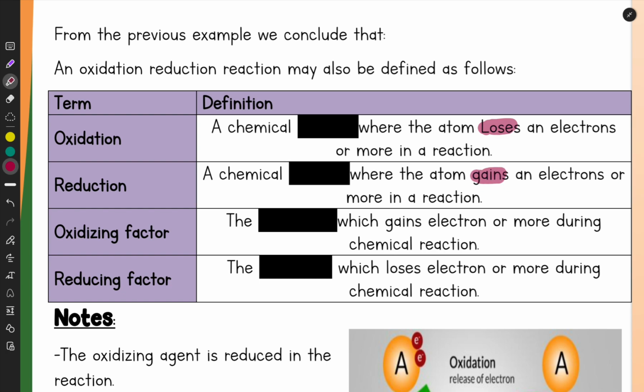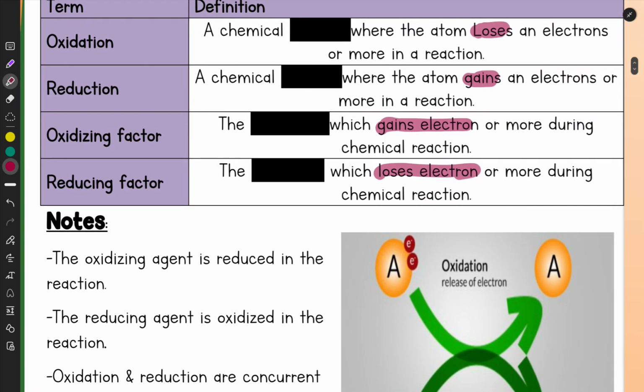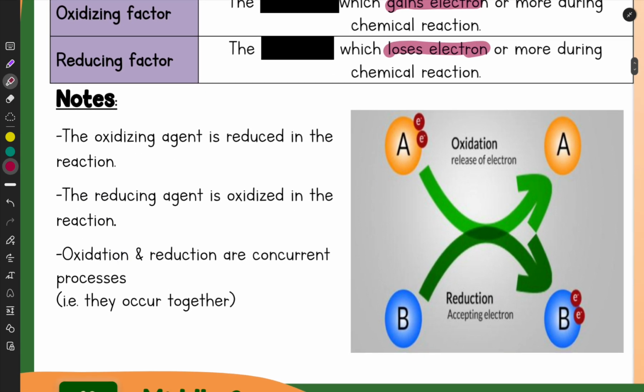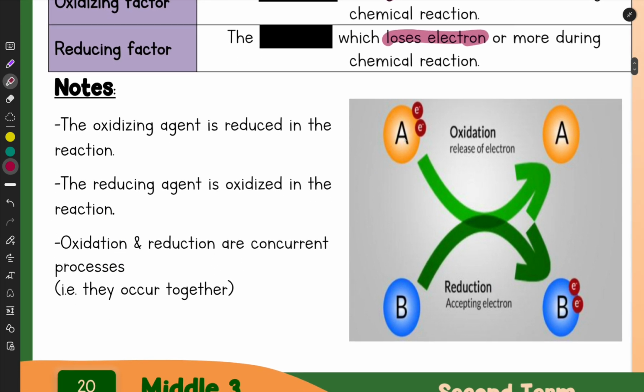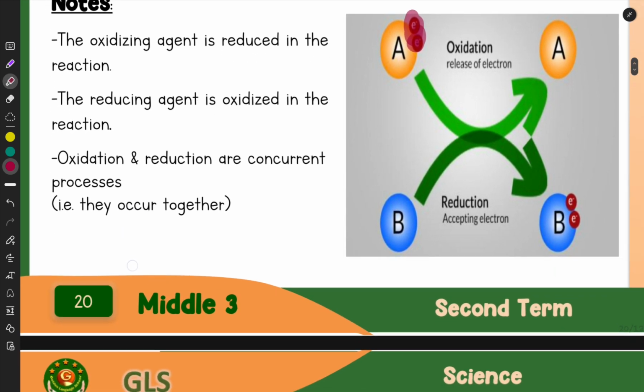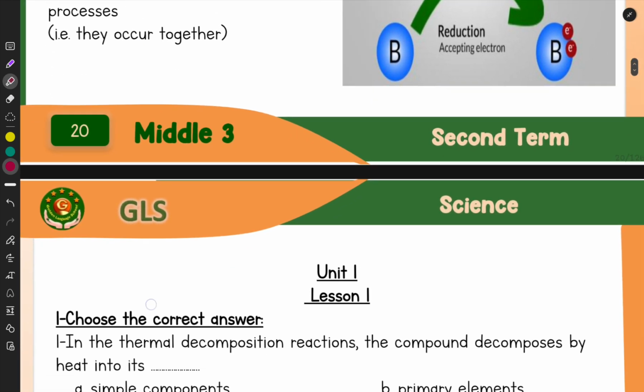Again, the oxidizing agent is a substance which gains electrons, and the reducing agent loses electrons. This is easy, I think. If we have this example, A and B, reduction is gaining electrons and oxidation is losing electrons, like this. This A lost its 2 electrons, like this.